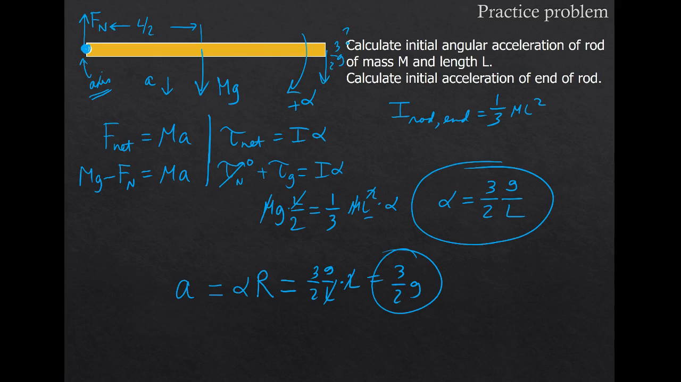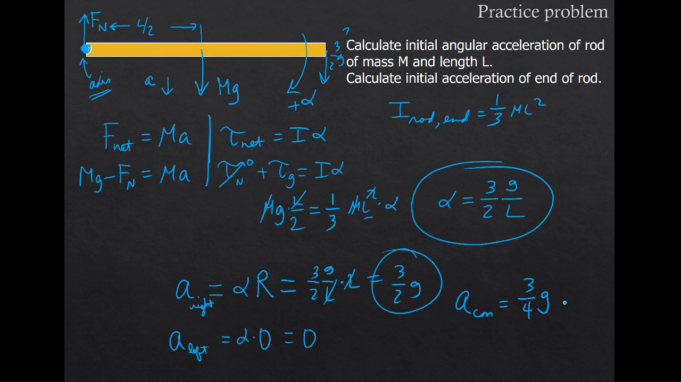Well, one way to put this into perspective is that the left side of the rod has an acceleration which is 0, because R is 0 at that point. So this is A for the right end. Okay, so A for the left end is equal to alpha times 0. And you could also say that A for the center of mass of the rod is going to be a half of that, or 3/4 g.